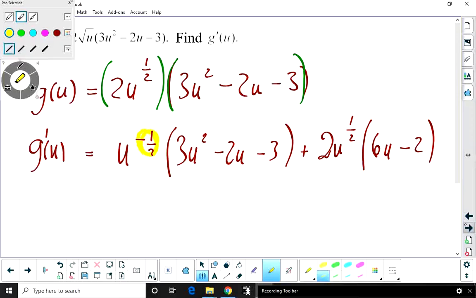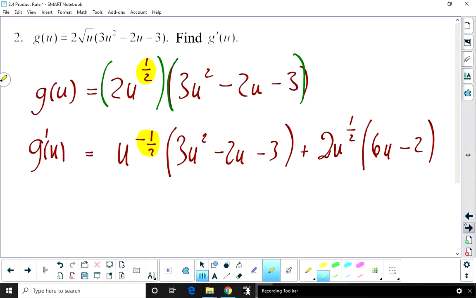This negative 1/2 comes from the fact that you're taking the positive 1/2 and you're subtracting 1 from it, and then multiplied by the second, which is 3u squared minus 2u minus 3. Then the product rule continues and says now we add the first, which is 2u to the half, times the derivative of the second. The derivative of the second is the derivative of this thing, which gives us 6u minus 2. Are we in agreement?